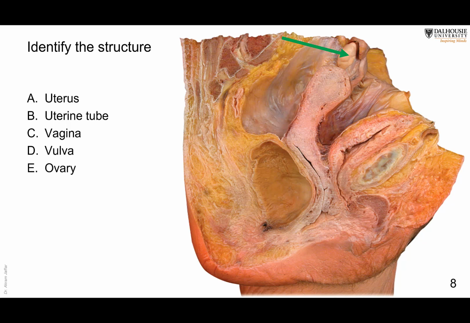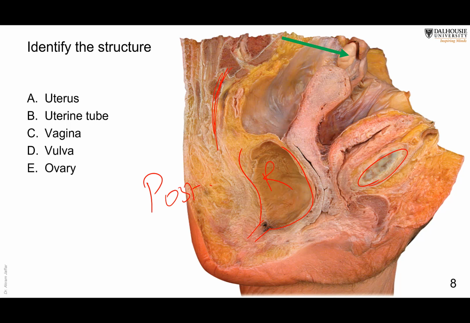Identify the structure. This is another mid-sagittal section of a female pelvis. Here is the anterior aspect. You can see the pubic symphysis, and posteriorly, this is the site of the sacrum, not very clear. You can see here the anal canal, the ampulla of the rectum. Here, this is the rectum located posteriorly. So this is the posterior aspect.